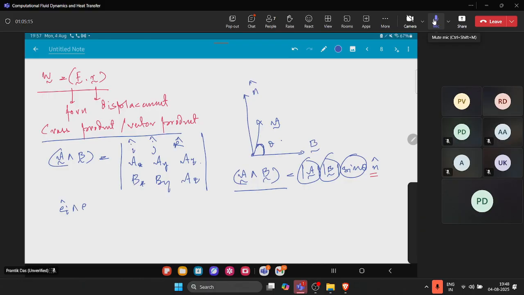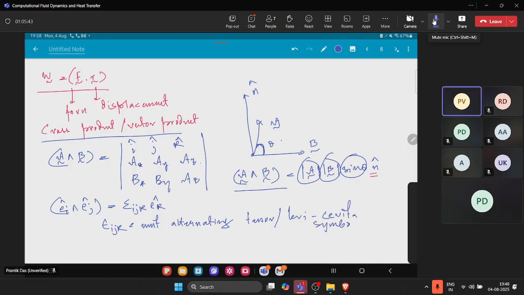Then ei cap cross ej cap is basically epsilon ijk ek cap, where epsilon ijk is the unit alternating tensor, or this is also called the Levi-Civita symbol. Okay.